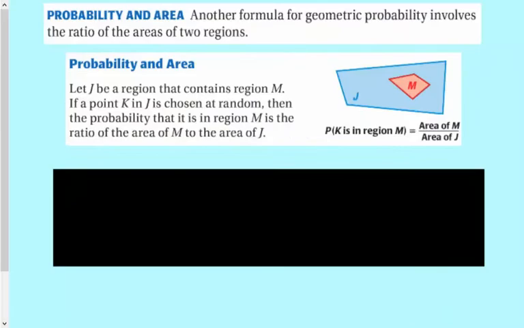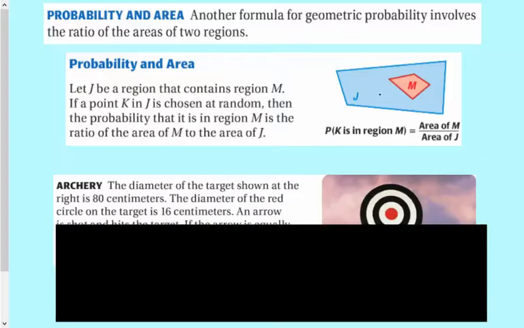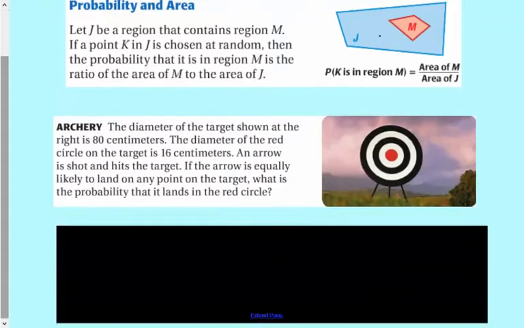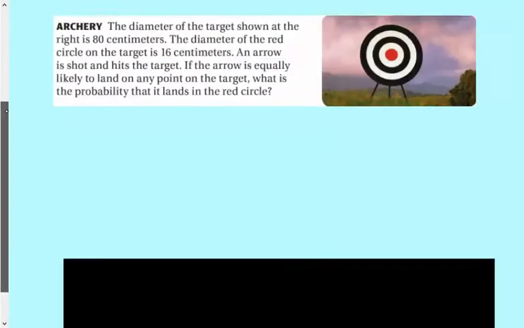And then for area, what you're going to do is calculate the area of where you choose a point at random in a region versus the entire region. So like if I pick a point and I just put it right there, what's the probability that it lands in the area of M? And so that's what we're going to do here. Basically, like I said, you're just going to calculate area and then calculate area again and then divide.